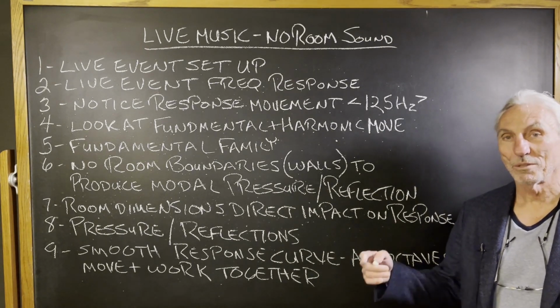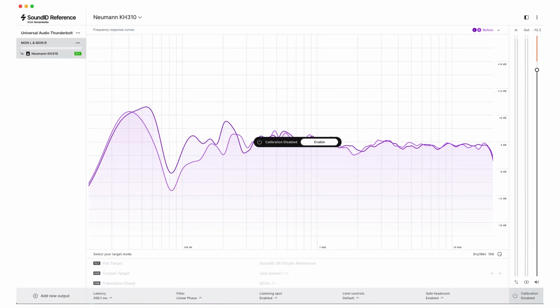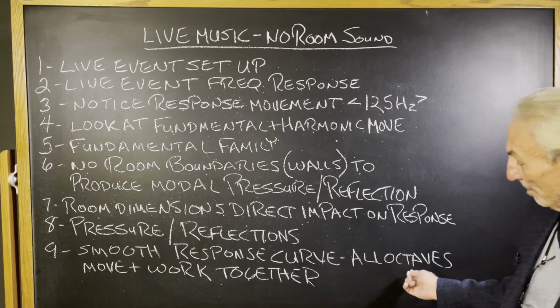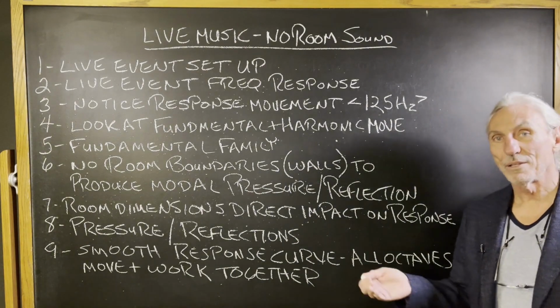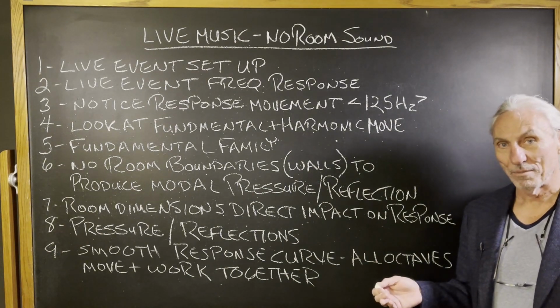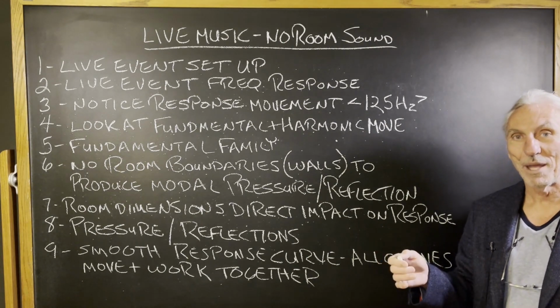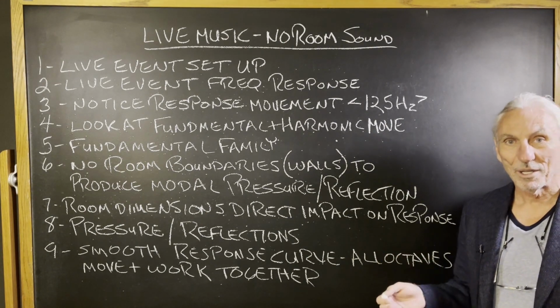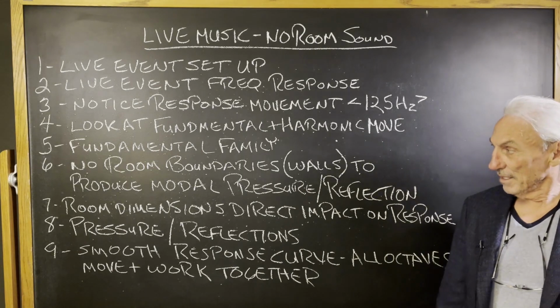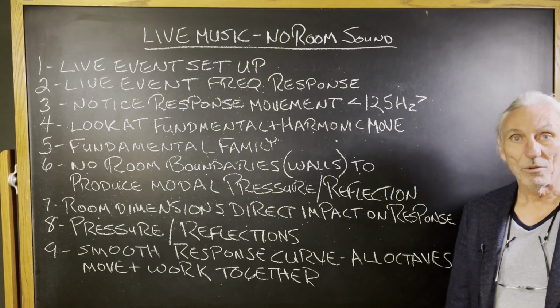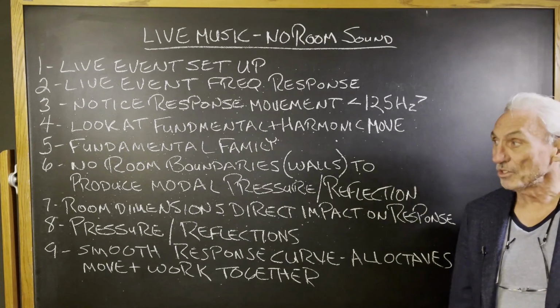I'll put a response curve in here for a normal room, what goes on below 40, 50, 60 hertz, the big peaks, and then the big dip at 70 with the 8-foot ceiling. So you can look at both of them and compare the two. So smooth response curve, all octaves work together. We call it the fundamental family. You have the fundamental and the harmonics, that's the family. Fundamentals, you could say, are the husband and the wife, maybe. First order, second order, third order, fourth order harmonics would be the children.